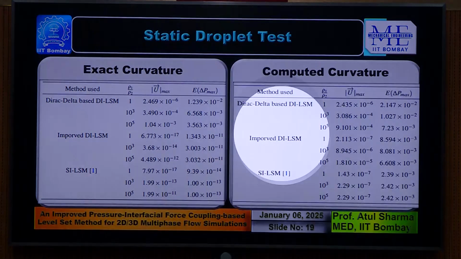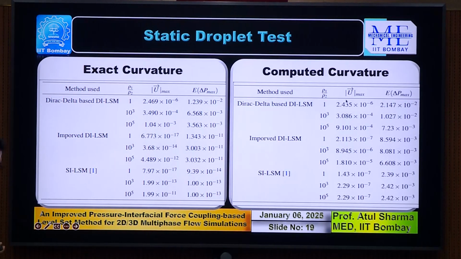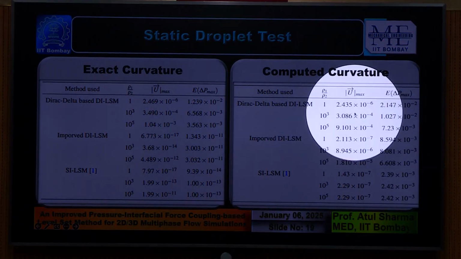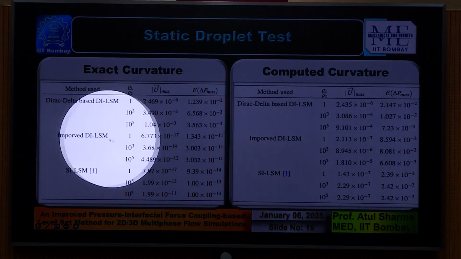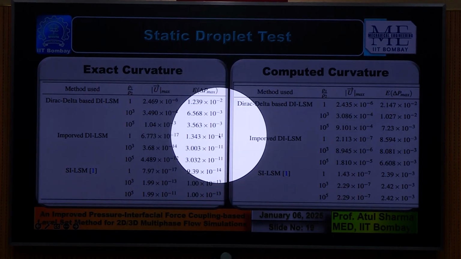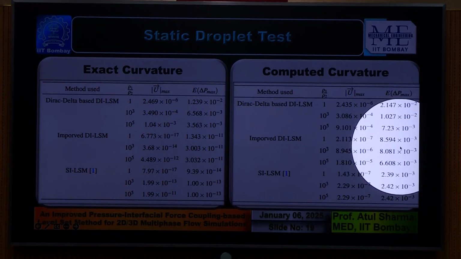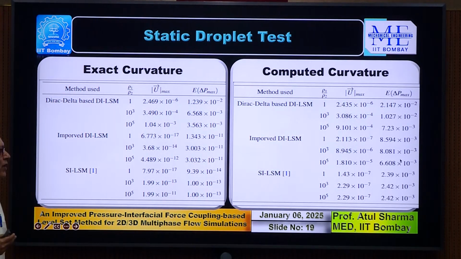This we had done for exact curvature, but when you compute the curvature through your code, then there is some additional error which comes in. So in this case, the pressure drop across the interface is 10 to power minus 11, but here it is 10 to power minus 3 because computing curvature leads to some more errors.